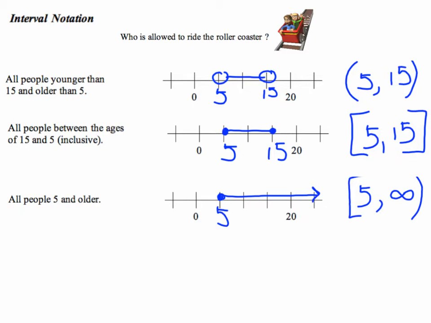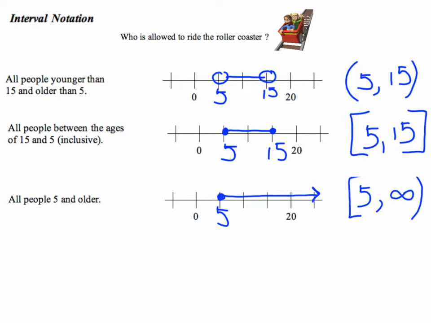So how do we write these? The first example says all people younger than 15 and older than 5. That means that 5 and 15 are not included in this. So we have open circles at 5 and 15. To represent this, we use curved brackets from 5 to 15, and with the curved brackets, it means that it doesn't include the number 5 and it doesn't include the number 15.